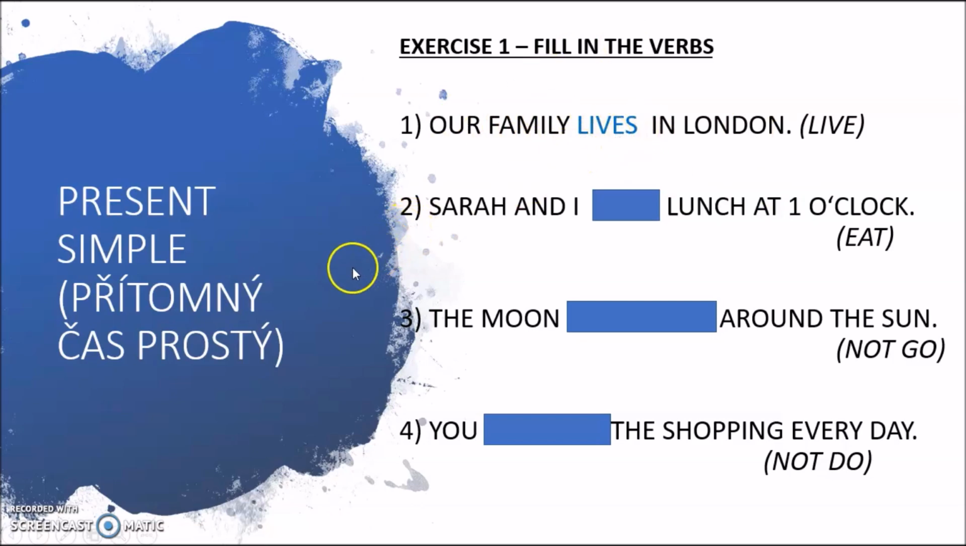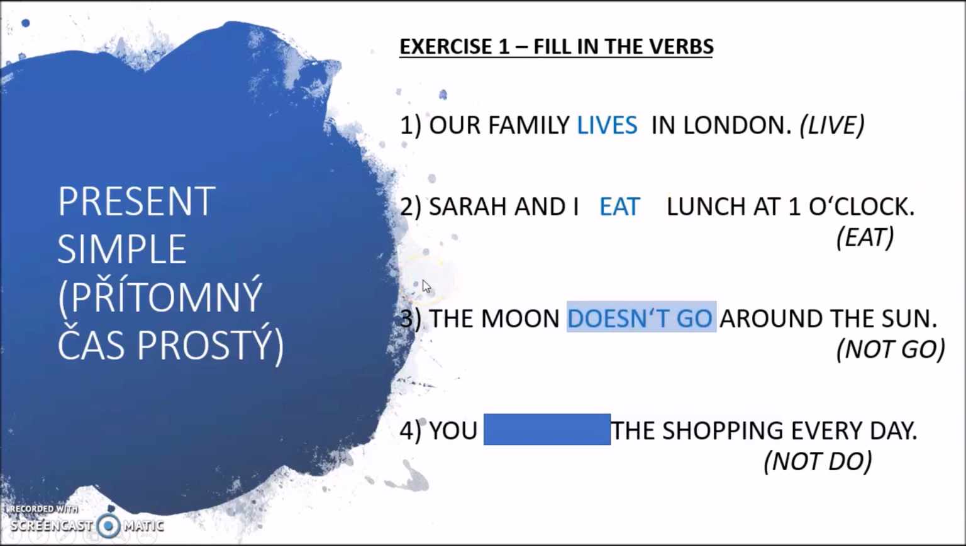Sentence number 2. Sarah and I eat lunch at 1 o'clock. Again, Sarah and I is not singular. It's plural. It's we eat lunch at 1 o'clock. So we do not put s at the end of eat.